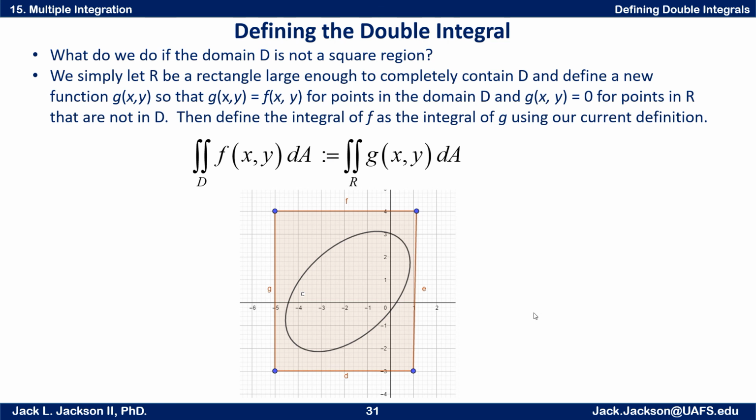And then we just define the integral of f as the integral of g. So g(x,y) equals f(x,y) for points in the domain D, that's inside of here. g(x,y) equals 0 for points in R that are not in D, 0 out here. So when you start doing your Riemann sums, and say we start dividing up rectangles out here, this is not going to add or subtract anything from the integral if we have a region that's out here. Okay, and so ultimately, when you take the limit of all that, it's going to work out just fine. And there's your general definition of a double integral.